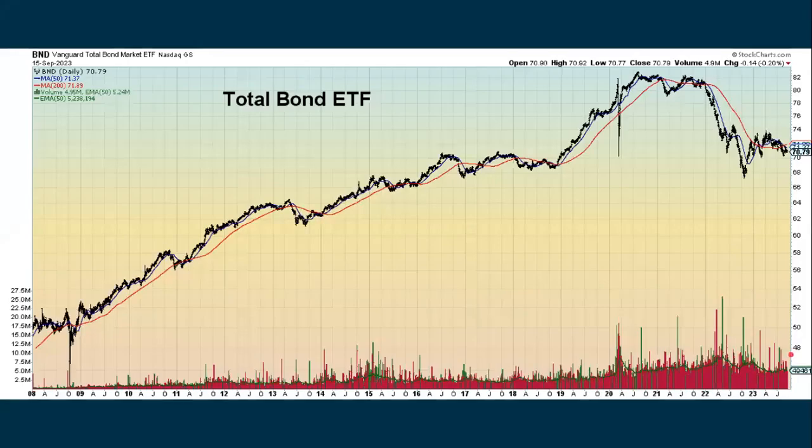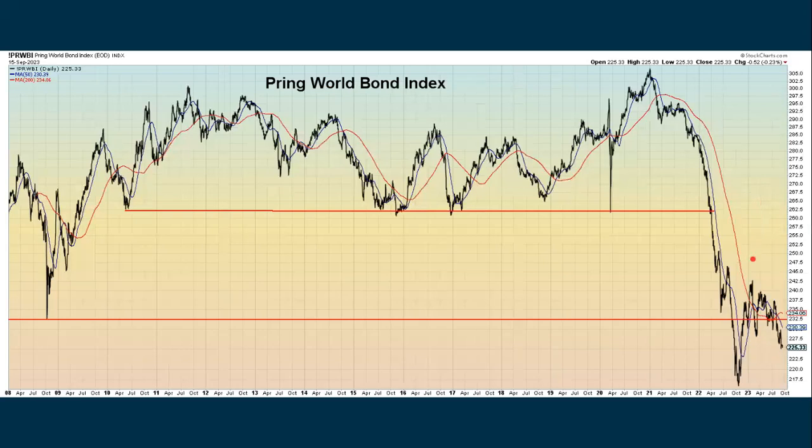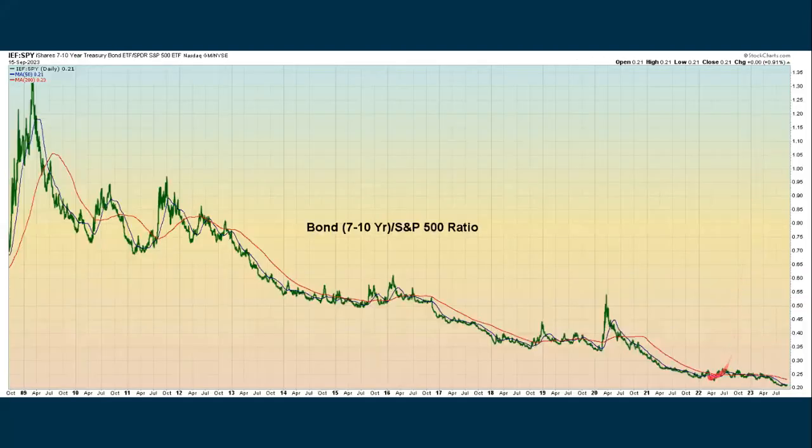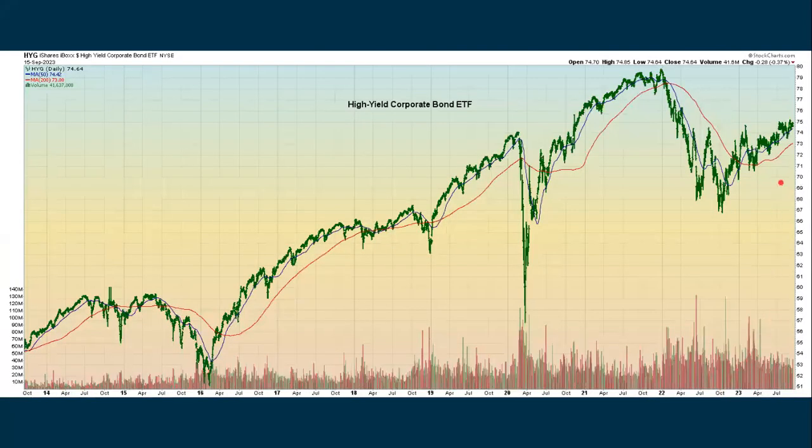Comparing bonds versus stocks, we're starting to turn negative with the total bond ETF. We're also turning negative with the World Bond Index. And that's just showing on a monthly chart how stocks are outperforming bonds. This is also showing how bonds are underperforming stocks. The high yield bonds, these are junk bonds, and they're continuing to do quite well. You might want to say, okay, if we were getting ready to really have some problems in the economy, would this be going up the way it is?